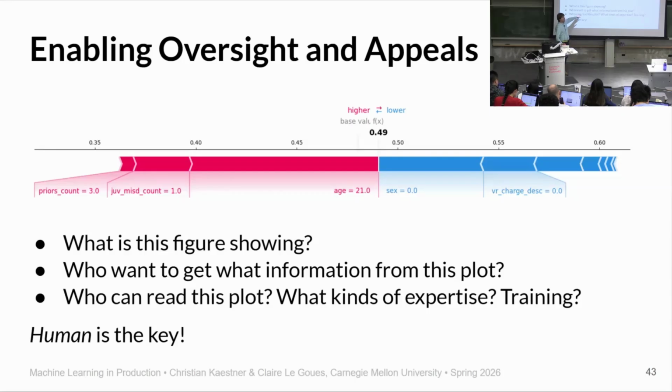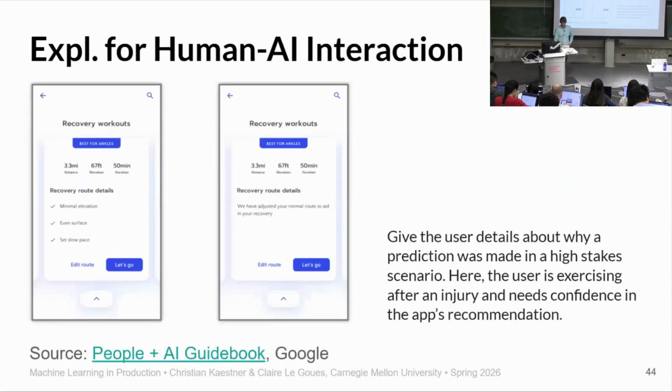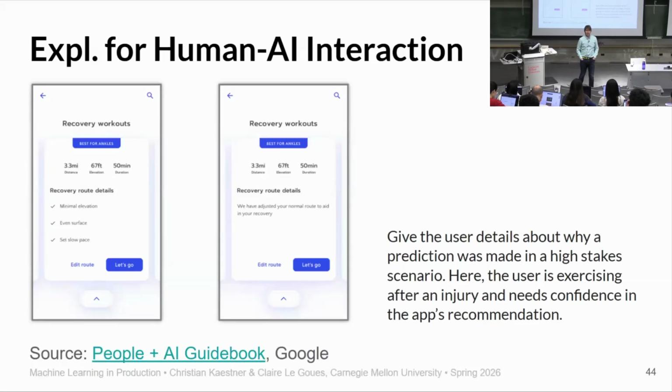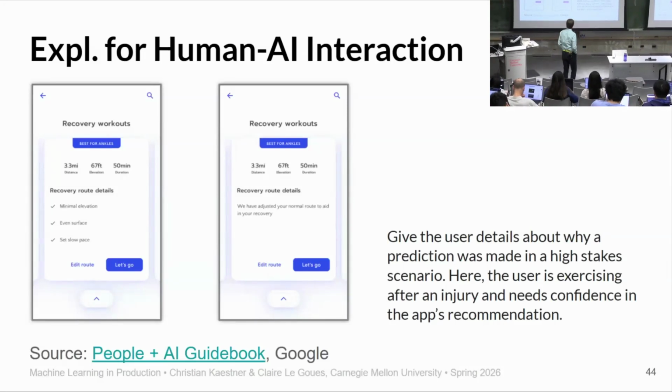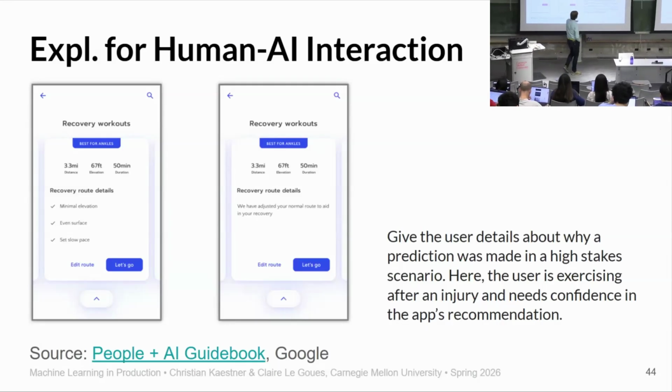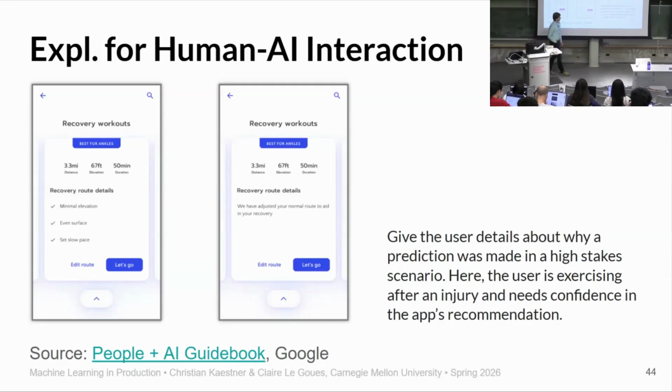But think about what information do you actually want to convey? What's the purpose behind this? There is some work, especially in the HCI space, to think about how do I design explanations to be effective for human-AI collaboration. Usually give users some detail about why the prediction was made, if this matters to them.